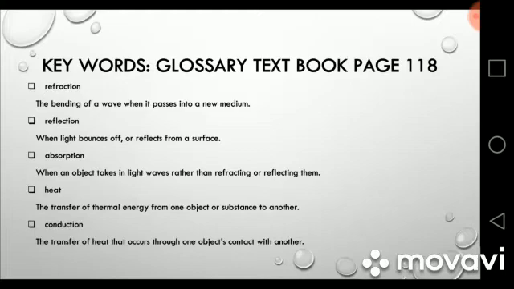Refraction: the bending of a wave when it passes into a new medium. For example, light waves refract when they pass through a prism. Reflection: when light bounces off or reflects from a surface. Absorption: when an object takes in light waves rather than refracting or reflecting them, it is called absorption.